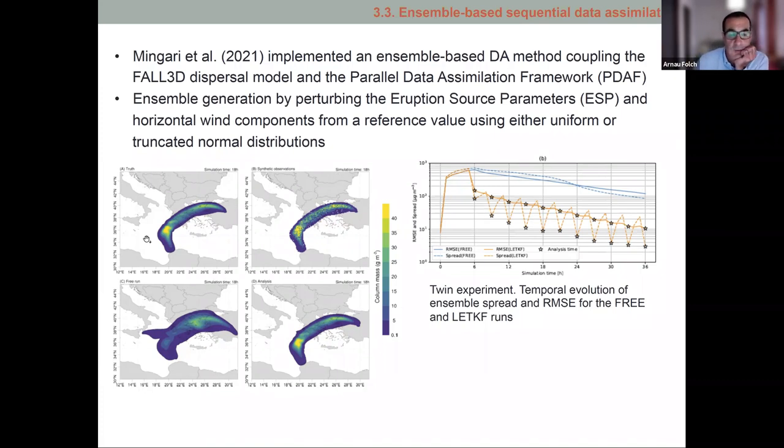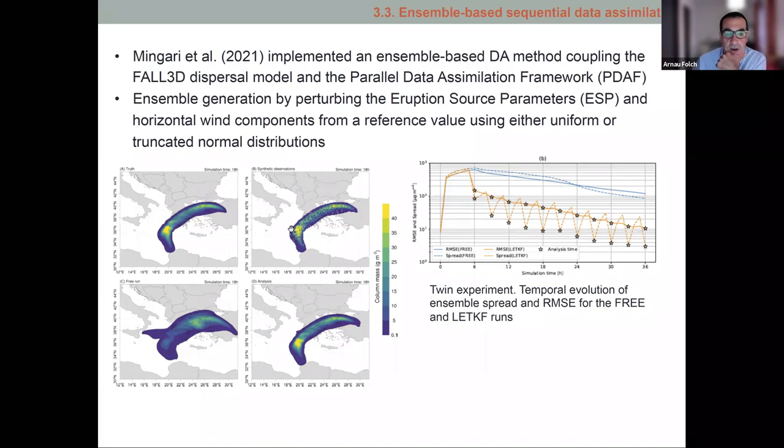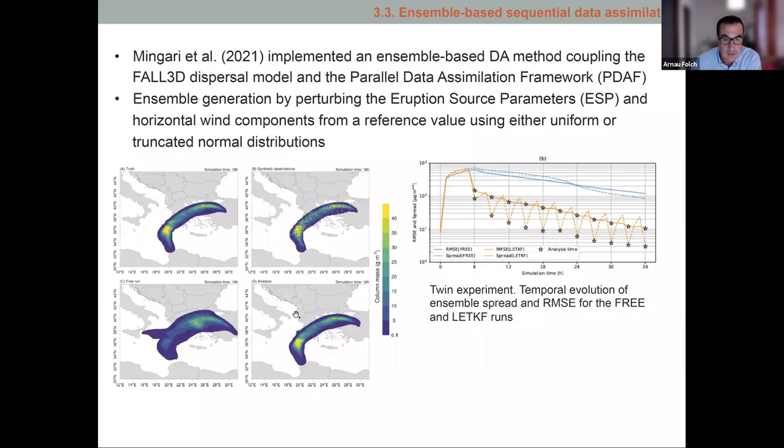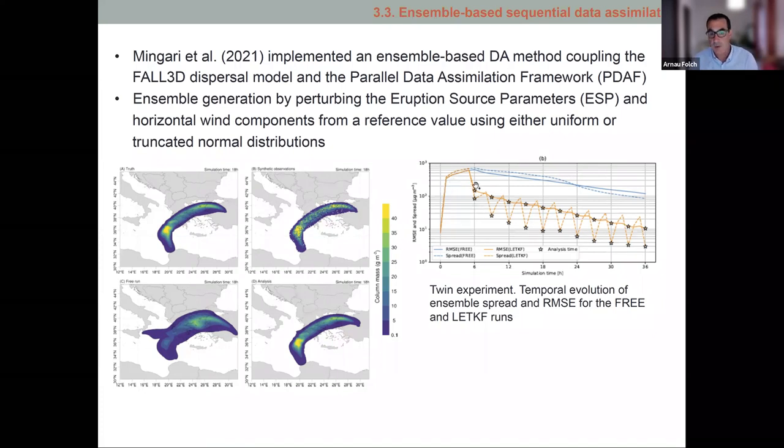Here you can have a synthetic truth. So this is a cloud that we know well. This is not a real case. This is a twin experiment in which you have a truth, and from this truth, you generate some synthetic observations adding Gaussian random noise. Okay, so we generate the observations. And then we do the simulation and the analysis with these synthetic observations. And then we do different cycles of data assimilation, and you can see how the root mean square error of these data assimilation strategies decreases with time, and also we can look at the spread of the ensemble members.